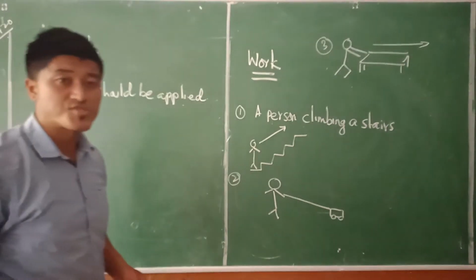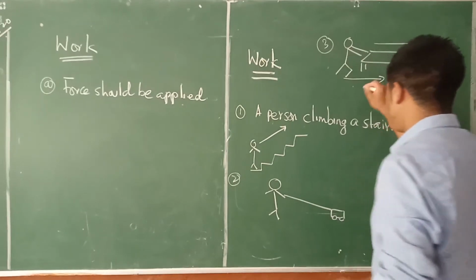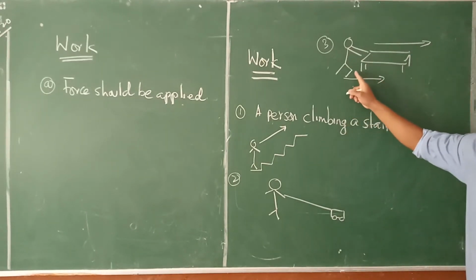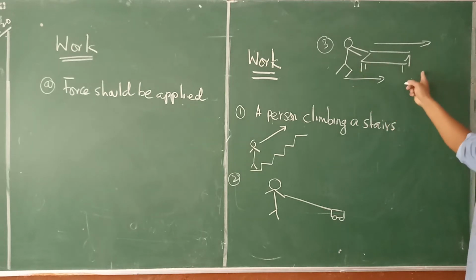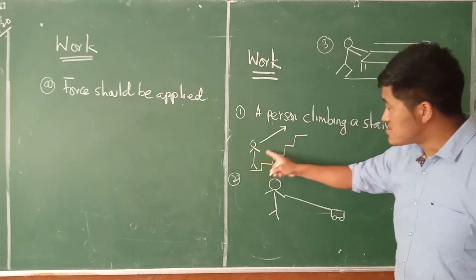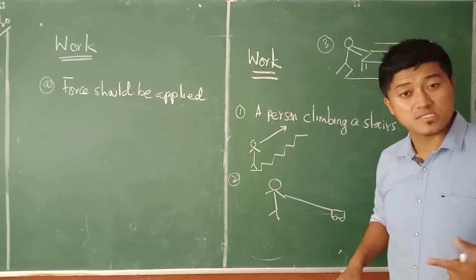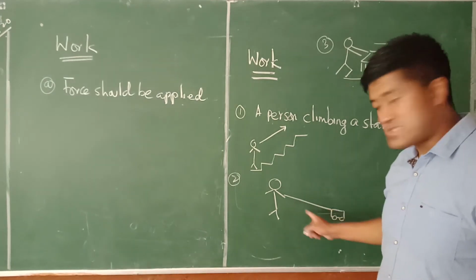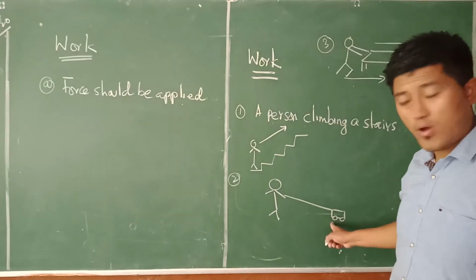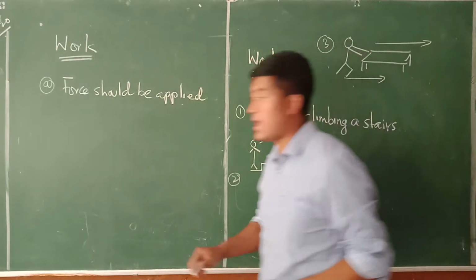Number 1, force should be applied. So can you look at this person here? Do you see this person is applying force on this table? Yes, because he is pushing this table. Do you see this person is climbing up the stairs? When he is climbing up, do you see that he is using some amount of force in that? Yes. And this person is pulling this toy car here, the small boy, is he using some amount of force? Yes, definitely force should be applied.